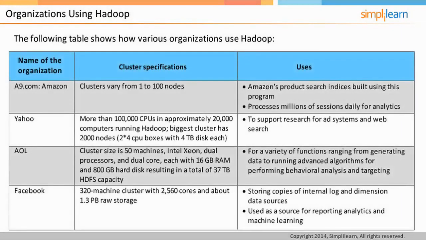Yahoo was the first company to design and use Hadoop as a core part of their system operations. Now Hadoop is a core part of systems at Internet companies like Facebook, LinkedIn, Twitter, and many enterprise organizations such as J.P. Morgan, Chevron, and so on. The table displays the names of organizations, the cluster specifications, and the way they have made use of Hadoop.